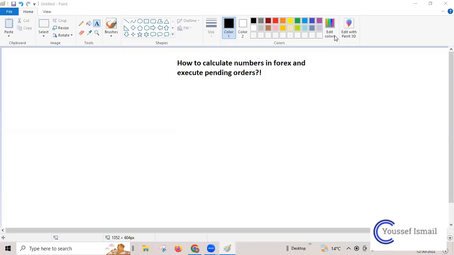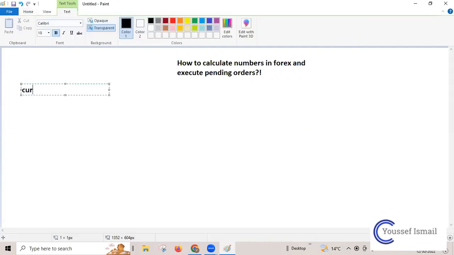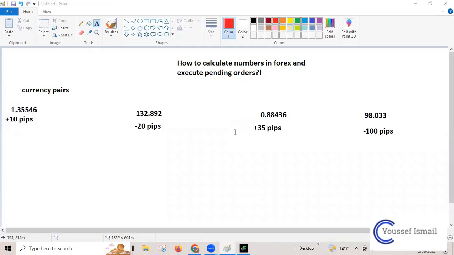Good day, everyone. Today we are going to talk about how to calculate numbers in Forex and the difference between pending orders. First thing, we are going to discuss how to calculate adding and subtracting numbers in currency pairs. So we're going to start first with the currency pairs, and we are going to take some different examples. So now we have 4 different examples that we are going to calculate.